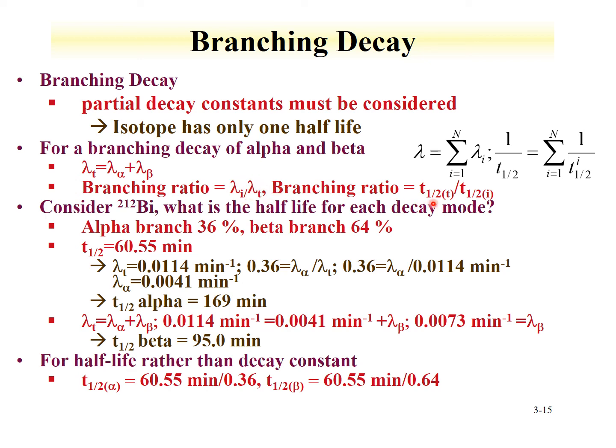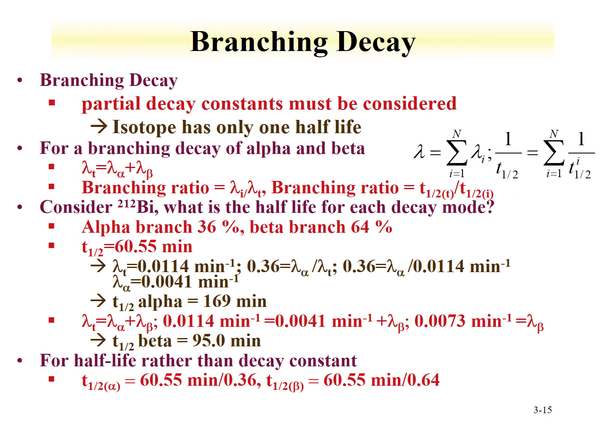You could also look at the half-lives, where the branching ratio is the total half-life divided by the half-life of the decay route. So in this case, you'll observe that since it's a number less than 1, the half-life of the decay routes are less than the observed half-life that's provided in the chart of the nuclides.